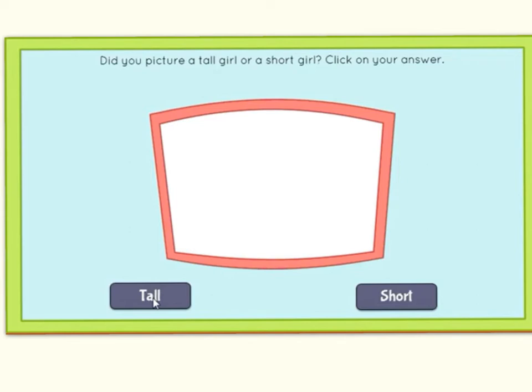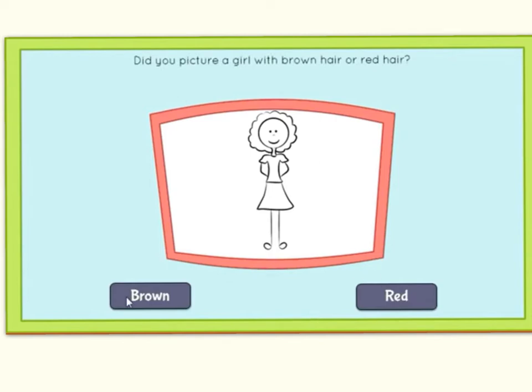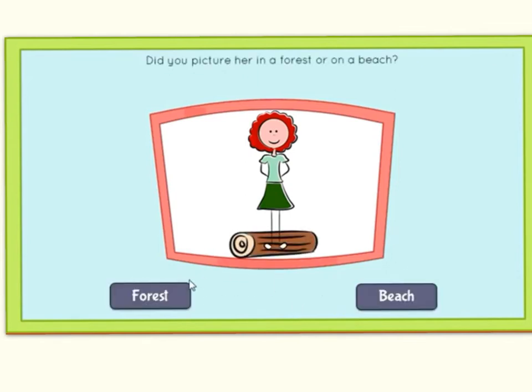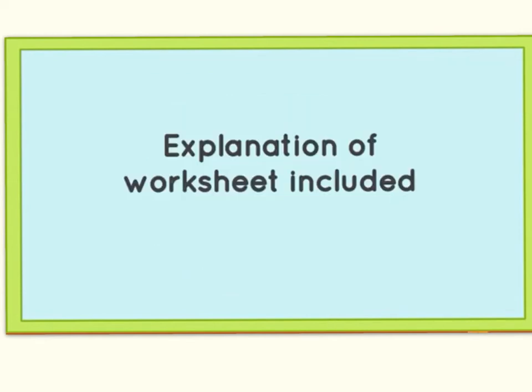She was a tall girl, okay? So I was imagining her to be very tall in height, okay? Did it say she had brown or red hair? That's right, she had red curly hair, so we can imagine her with red curly hair. And where was she standing? On a rock or a log? It was a rusty old log. In the forest or the beach? She was in the forest, so we can add background into that picture, okay? So it's so much easier to visualise.